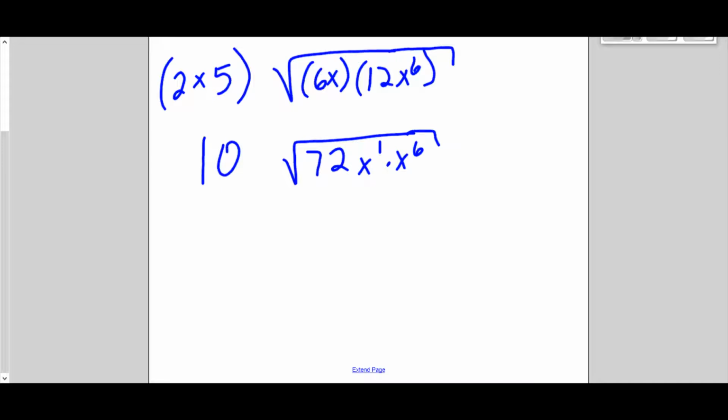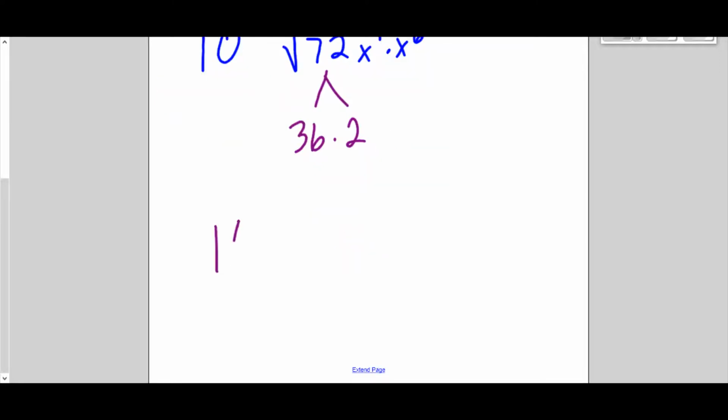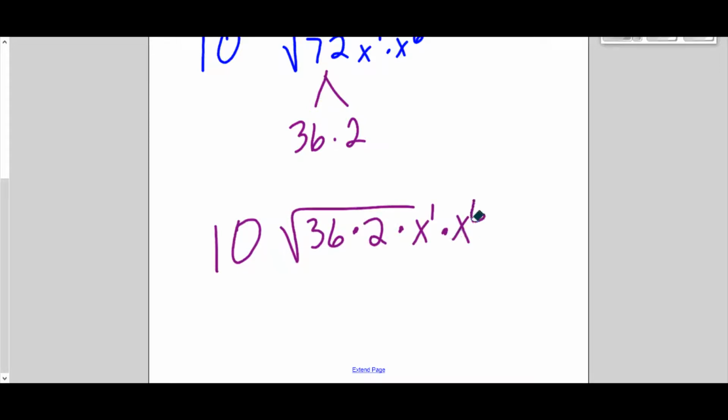The next thing I want to do is reduce 72. So 72 is 36 times 2. So this is 10 times the square root of 36 times 2 times x to the first times x to the sixth. Remember, we didn't combine those because it was already in the form that we wanted. Our two x's were. Now I'm just going to simplify what's inside.